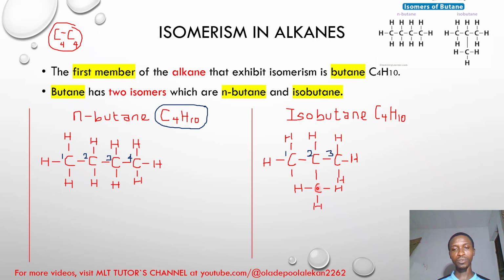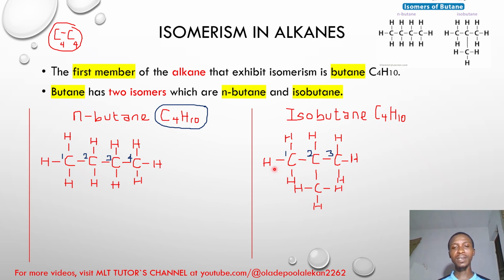1, 2, 3, 4. So we've actually exhausted our carbon atoms. Then the hydrogen: 1, 2, 3, 4, 5, 6, 7, 8, 9, 10. Okay, I think one is missing here. Okay, so with that we've exhausted our hydrogen atoms as well. So we have 1, 2, 3, 4, 5, 6, 7, 8, 9, 10.